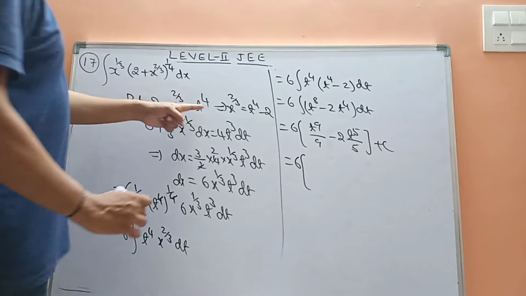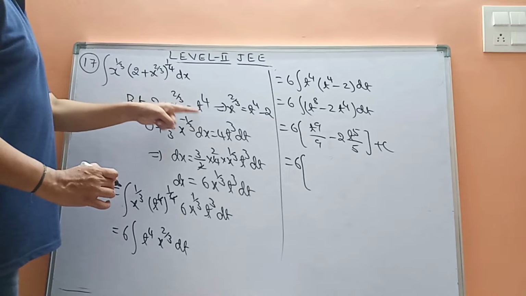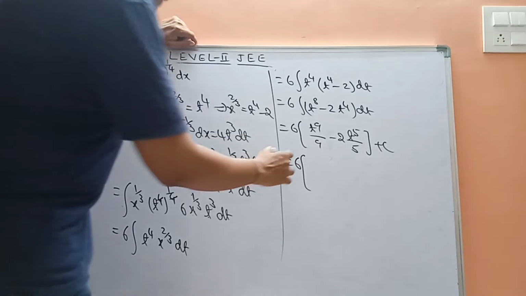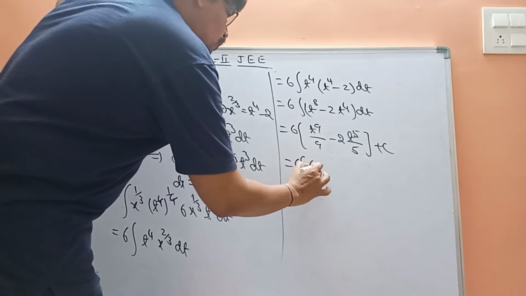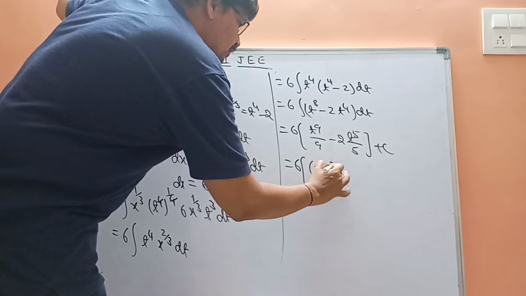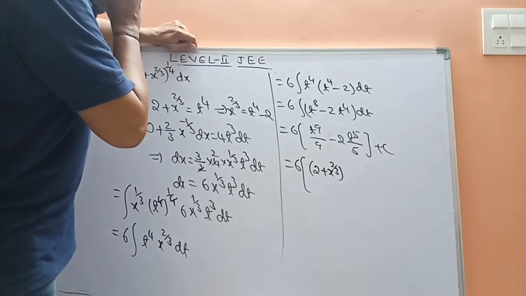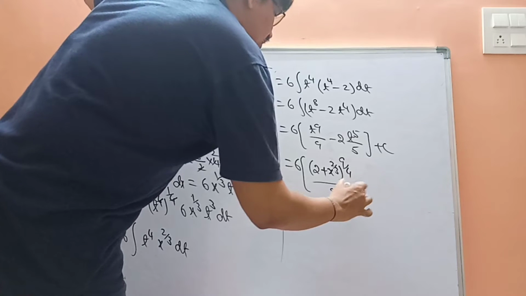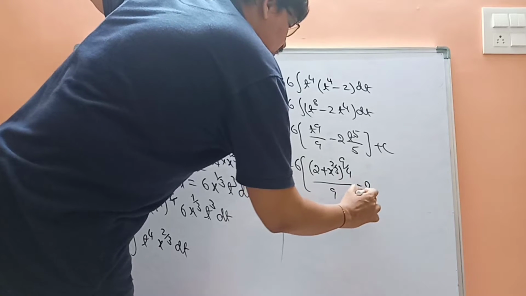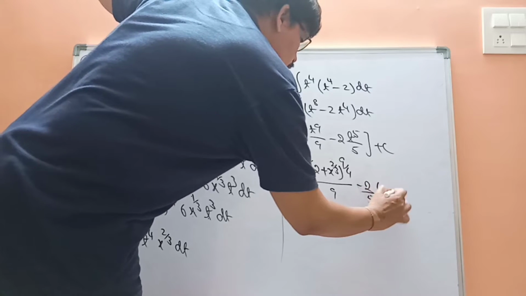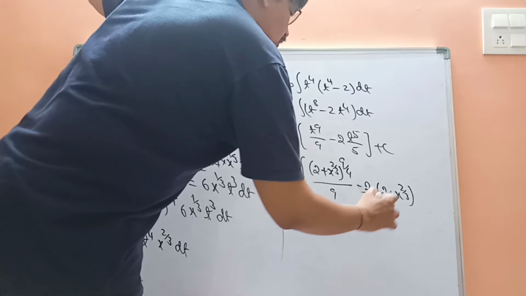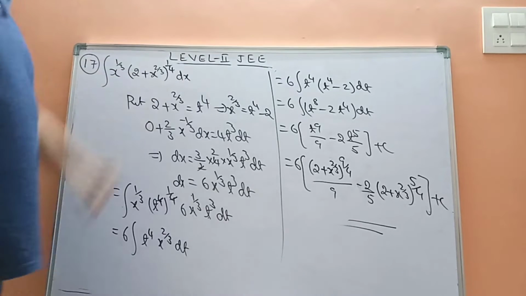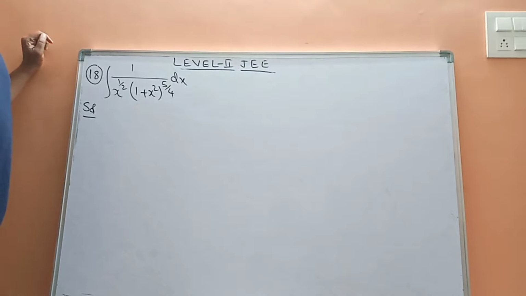So t equals (2 plus x to the power of 2 by 3) whole to the power of 1 by 4. Instead of t, we write (2 plus x to the power of 2 by 3) whole to the power of 9 by 4 by 9, minus 2 by 5 into (2 plus x to the power of 2 by 3) whole to the power of 5 by 4, plus c. This is the solution of this problem. Okay, thank you. Right, next problem.